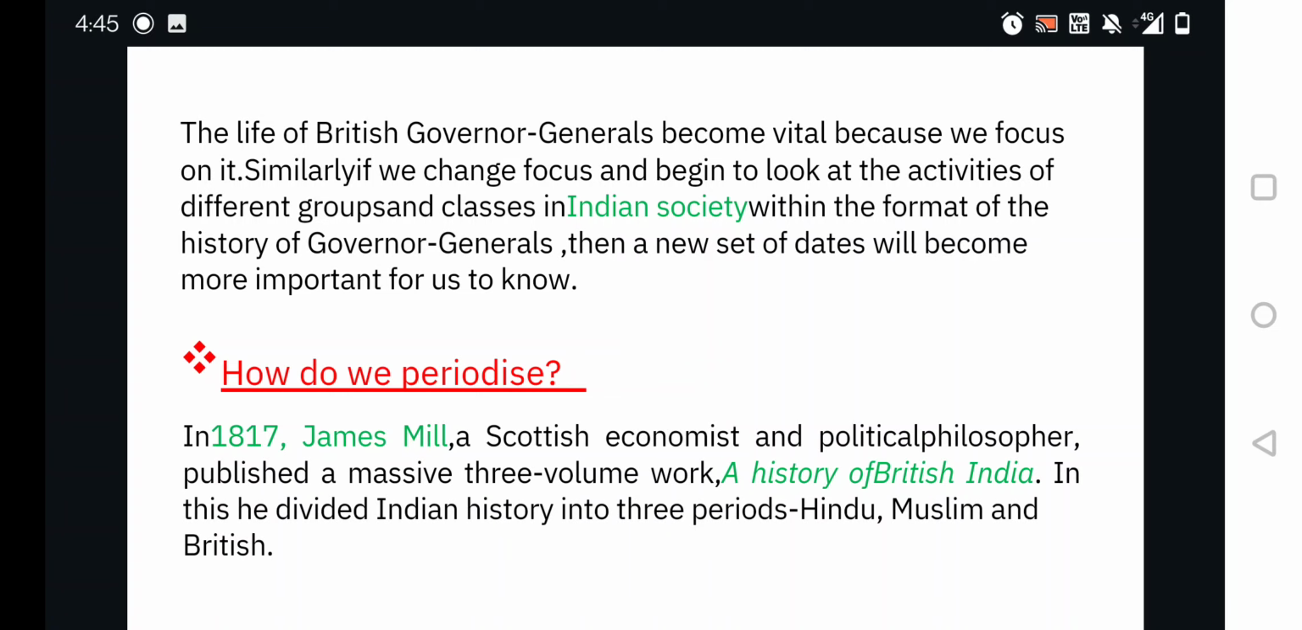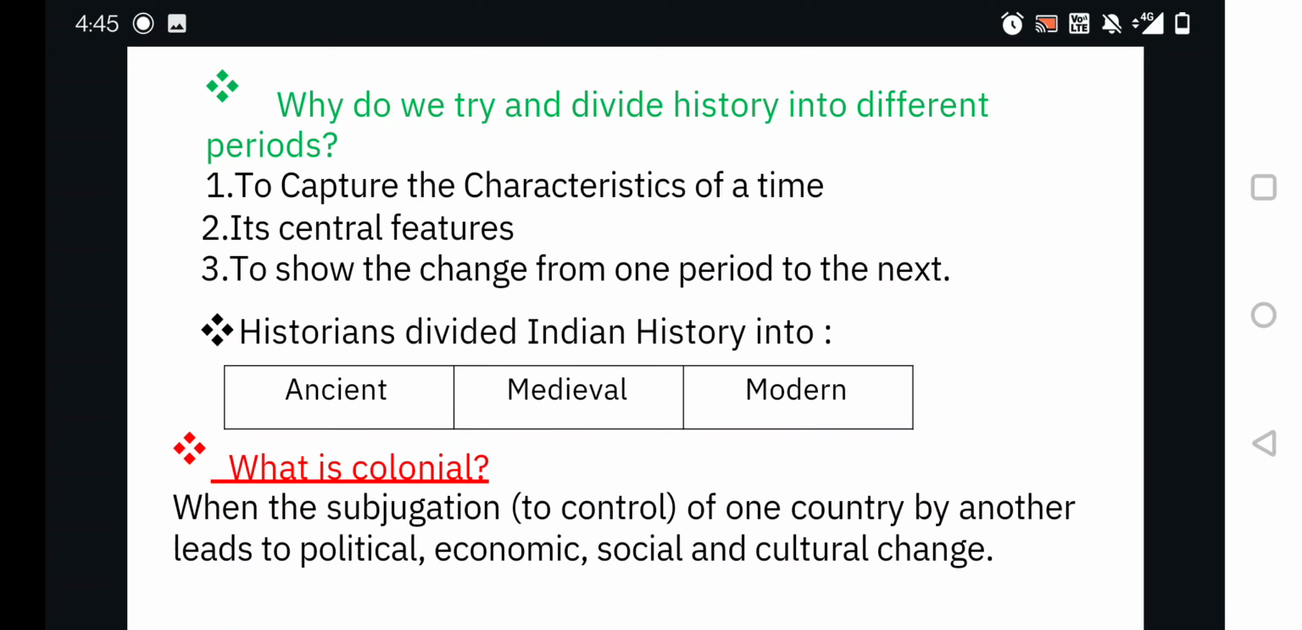So they used to periodize time, and that's why we got three different divisions in history: ancient, medieval, and modern. Now it's known as modern, but if we talk about that time, it was not modern at all. We'll learn how. So James Mill, a Scottish economist and political philosopher, published a massive three volume book which was a history of British India. In this, he divided Indian history into Hindu, Muslim, and British. Now, why do we try and divide history into different periods? Why do we do that?